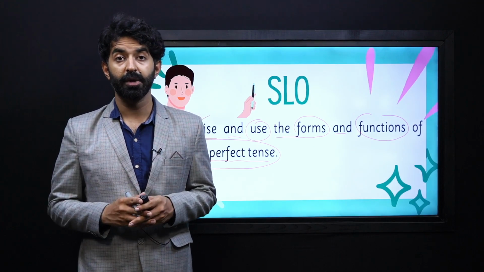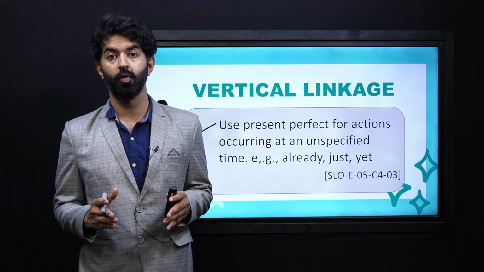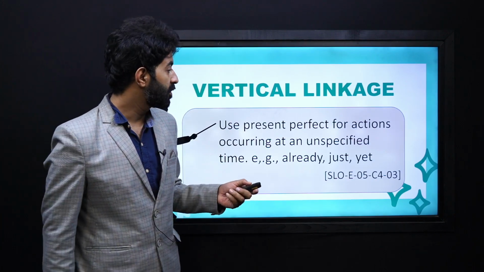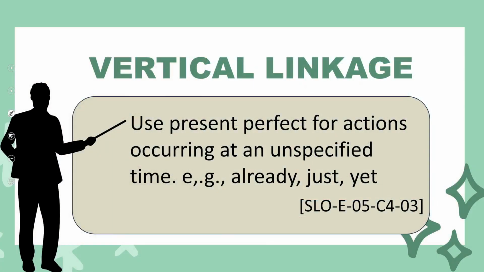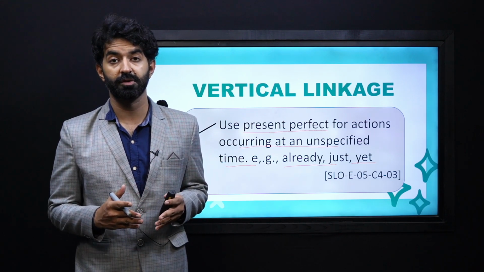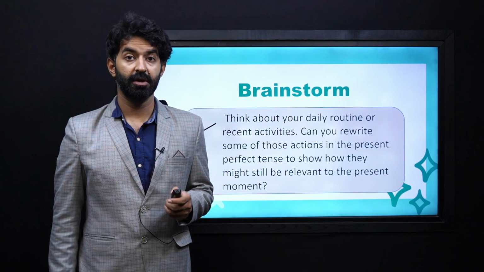So I hope that you're already set. Here is a vertical linkage of our SLO with the previous grade, the same SLO that we covered. So it's kind of similar. In the previous grade, we talked about present perfect for actions occurring at an unspecified time, already, just, or yet. So this is not something new. We have been dealing with tenses for a very long time in the previous grades also. So now in this video lesson, we are talking about present perfect tense.